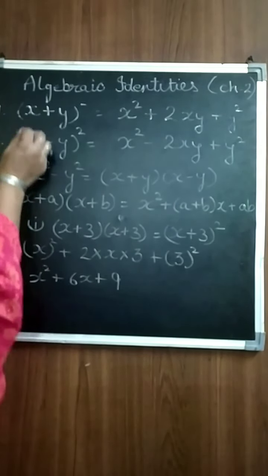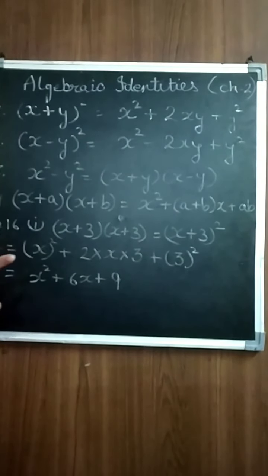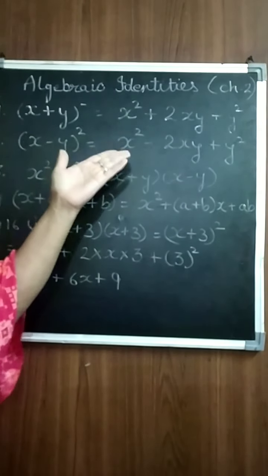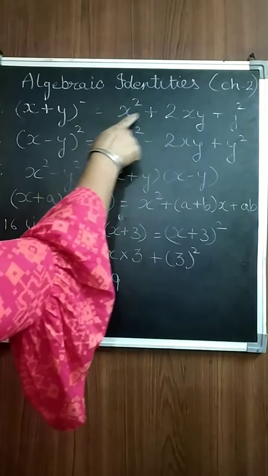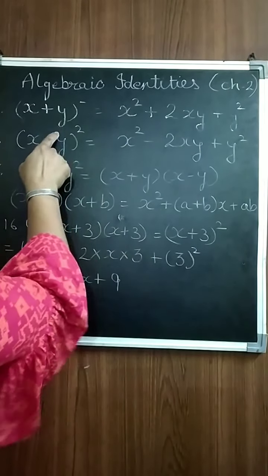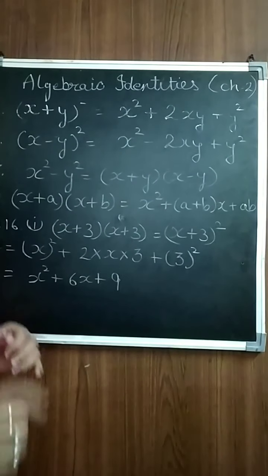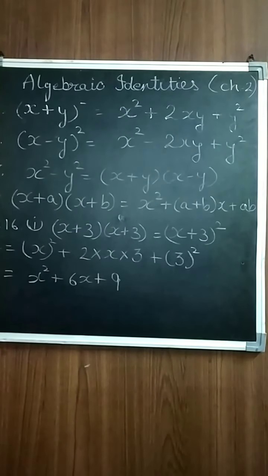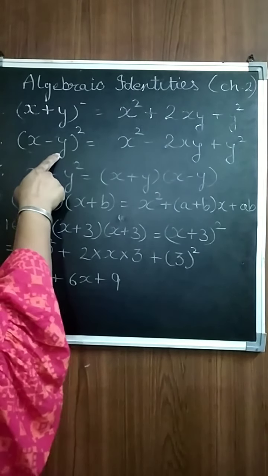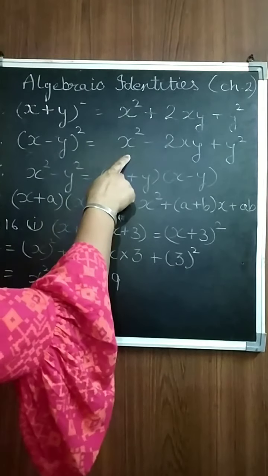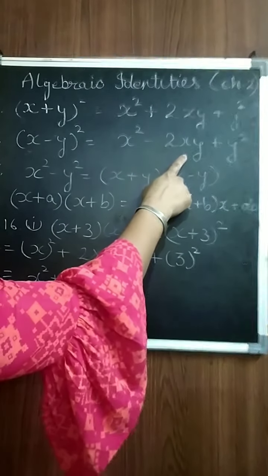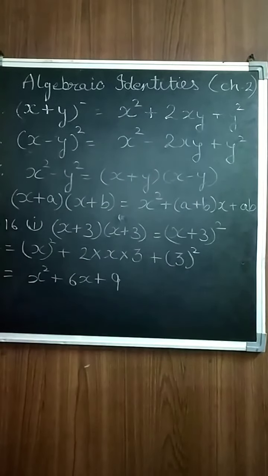First was x plus y whole square, or a plus b whole square, which as you remember equals x square plus 2xy plus y square. Second identity we have done in the factorization chapter of 8th standard. A minus b whole square, or x minus y whole square, is equal to x square minus 2xy plus y square.